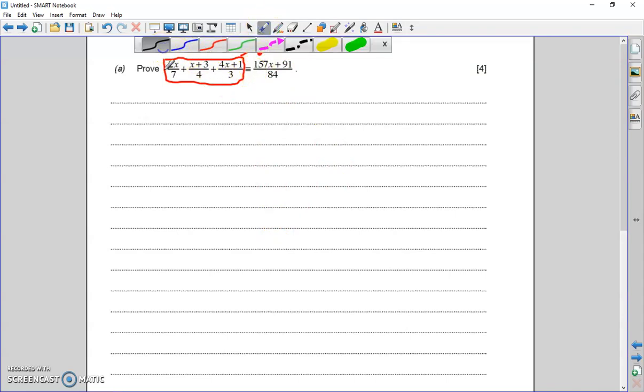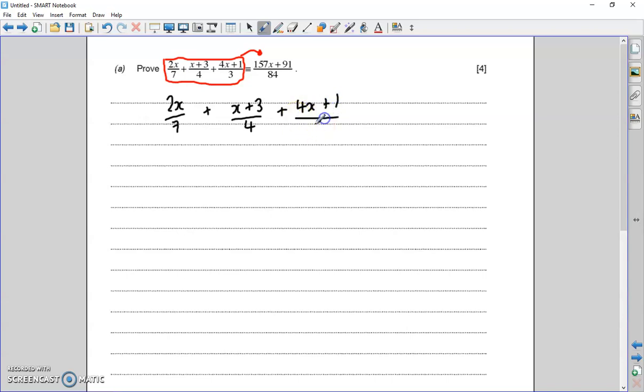So, common denominators, we've got 2x over 7 plus x plus 3 over 4 plus 4x plus 1 over 3. Okay, a common denominator of 7, 4 and 3. I've got to think myself here now. 28, 56, that doesn't work. It's going to have to be 84 by looks of things, isn't it? There's a bit of a clue up there, I guess. Okay, so our common denominator is going to have to be 84.